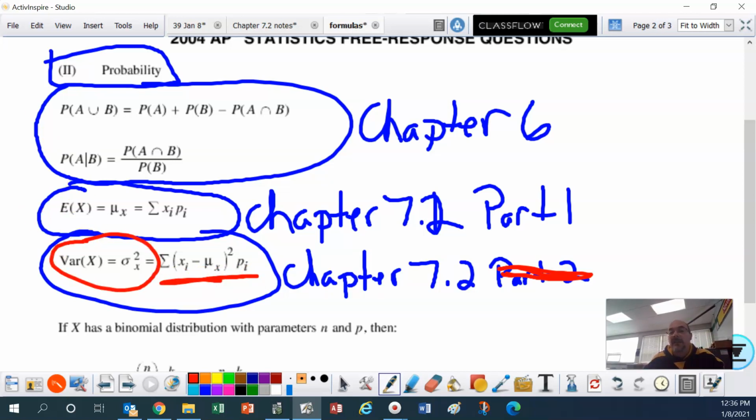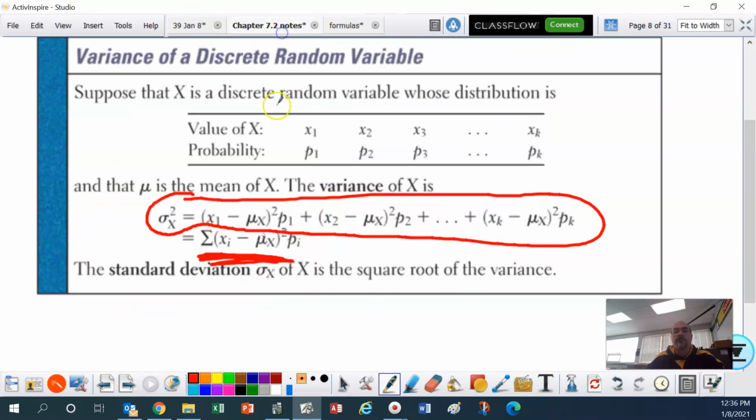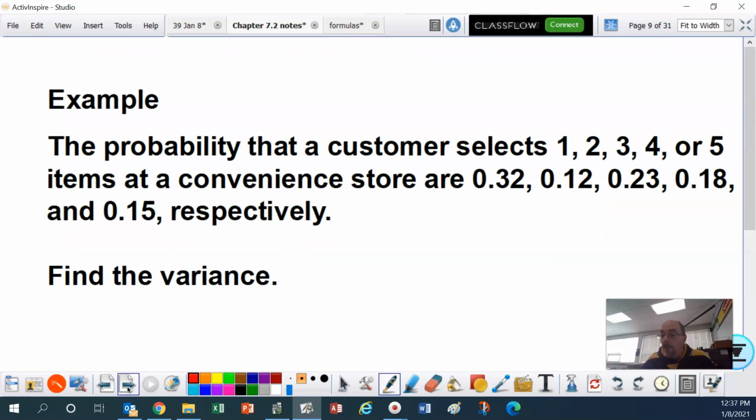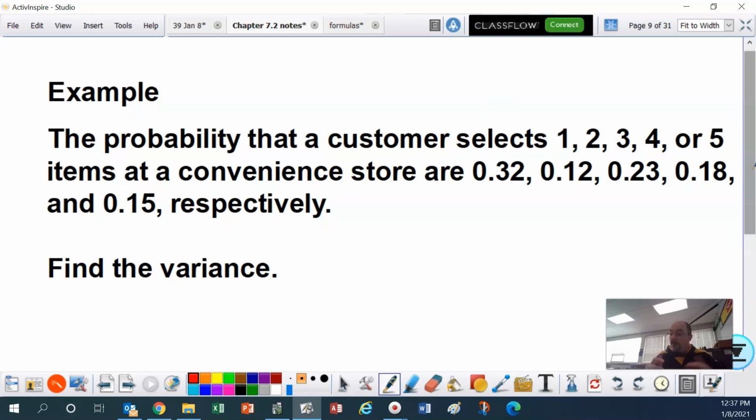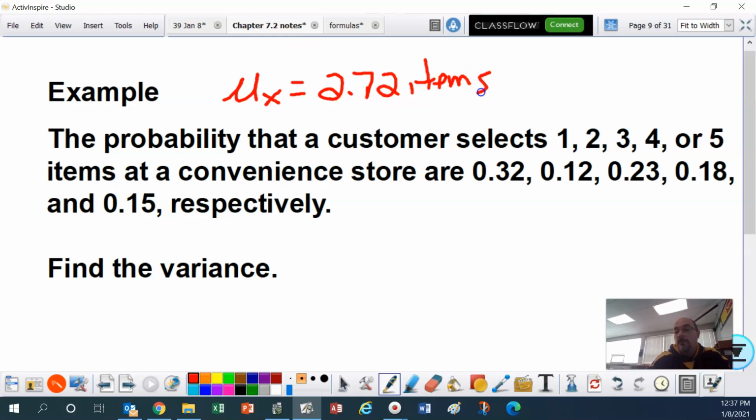Okay, so let's look at an example. It'll make a lot more sense. Here we go. Here's our problem that we did earlier. The probability of a customer selecting 1, 2, 3, 4, or 5 items at a convenience store is, okay, those probabilities. And from the previous problem, we found that the mean is 2.72 items. Okie doke. Now we're going to find the variance.